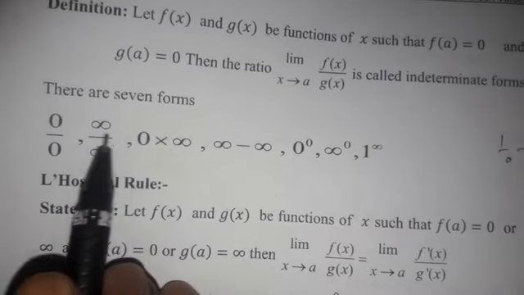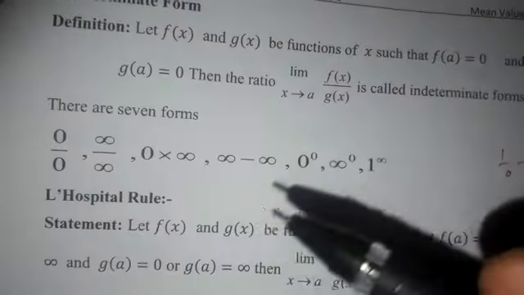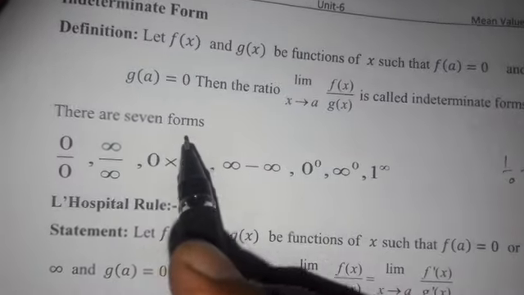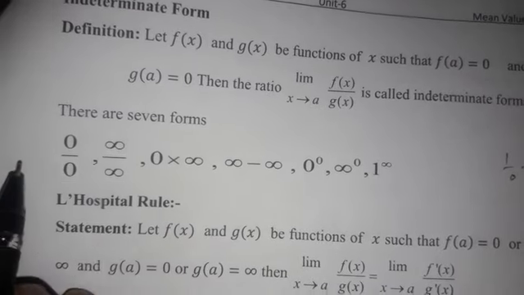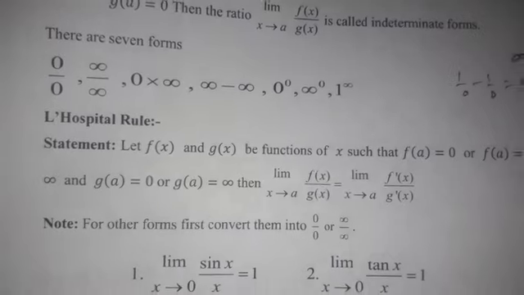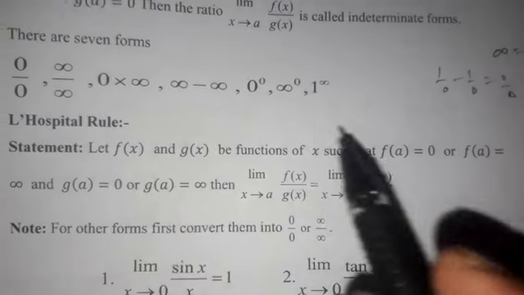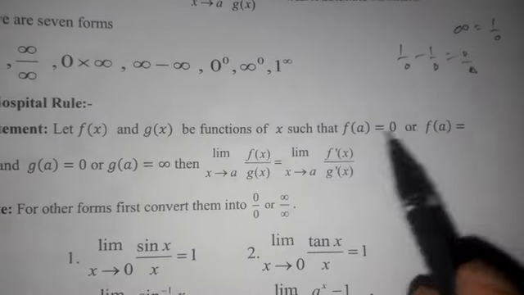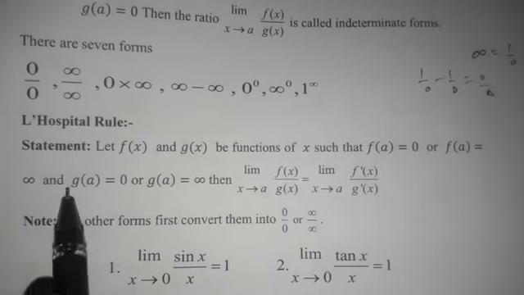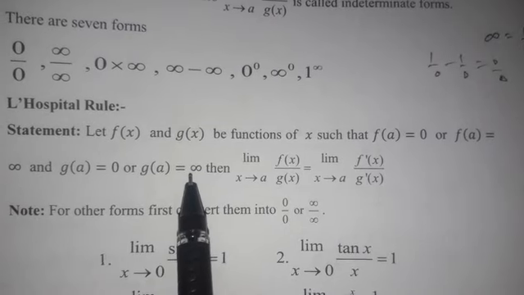So there are 7 such forms. Keep in your mind, to use L'Hospital rule, we have to convert other forms into 0 by 0 or infinity by infinity. So what is that L'Hospital rule? Let f of x and g of x be two functions such that f of a equals 0 and g of a equals 0, or you may take f of a equal to infinity and g of a equal to infinity.